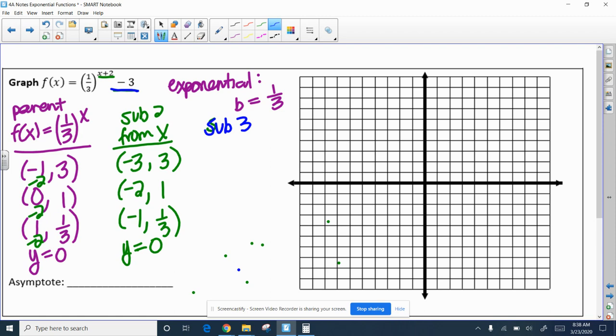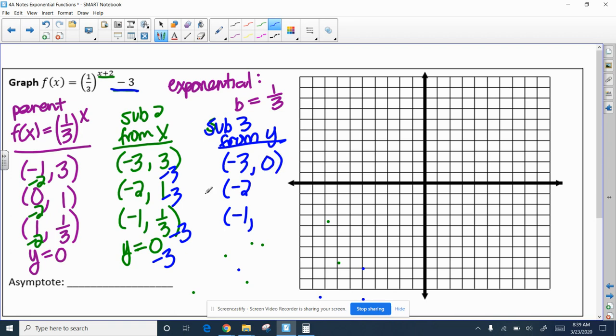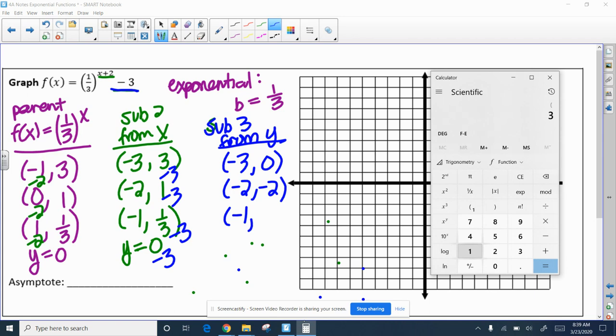Subtract 3 from the y values. So I'm subtracting 3 from all the y values. This time, I'm also including the asymptote because that is affecting the y values. So now, so far my x values are still -3, -2, and -1. My new y values, here 3 minus 3 is 0. Here 1 minus 3 is -2. And right here 1/3 minus 3. If you don't know what that is, just use a calculator and get a decimal approximation.